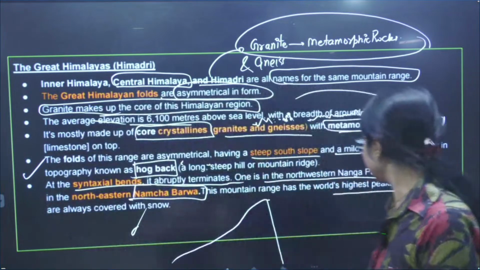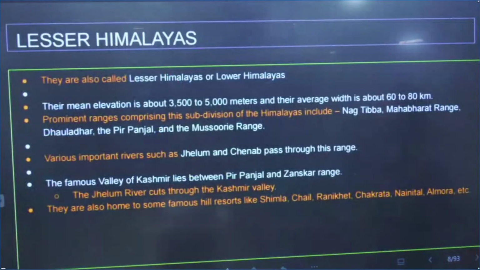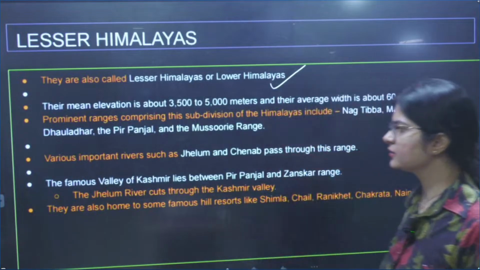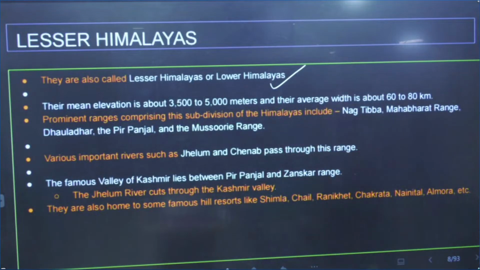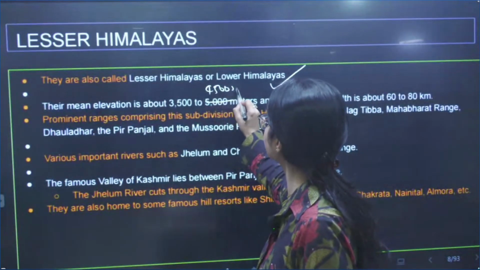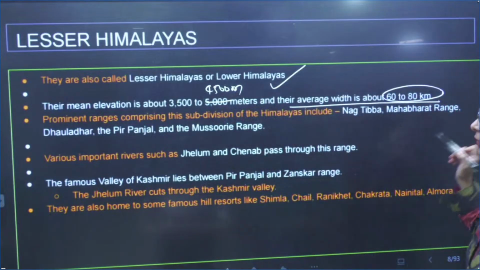Okay. Now next one is Lesser Himalayas. Again the same thing, Lower Himalayas, we have done this. Their mean elevation is 3000. This is wrong. Actually this is 4500 meter. And their average width is about 60 to 80 kilometer.